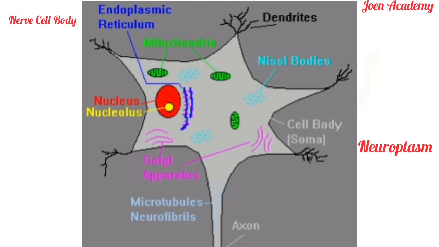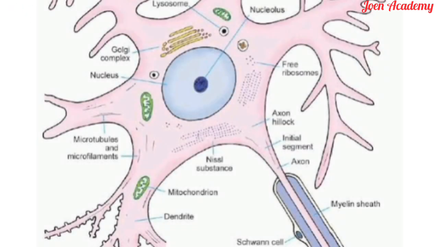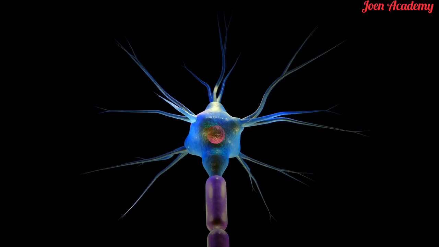The organelles include the large nucleus, Nissl bodies, neurofibrils, mitochondria, and Golgi apparatus. The Nissl bodies and neurofibrils are the organelles that are peculiar to only neuron. That is, you can't see the Nissl bodies and the neurofibrils in other cells. Now, let's take a close look at these different cell organelles of the neuron, one after the other.